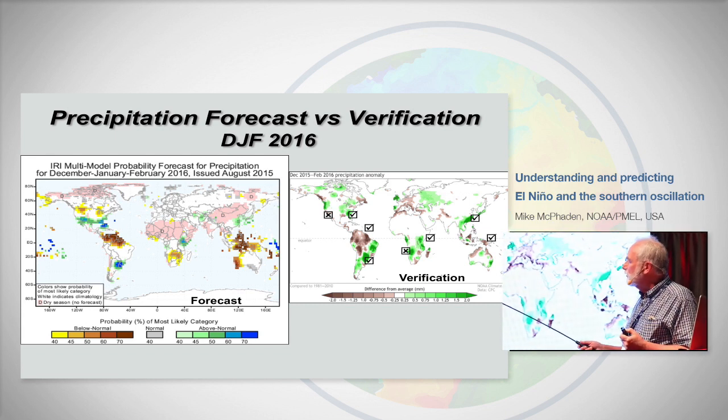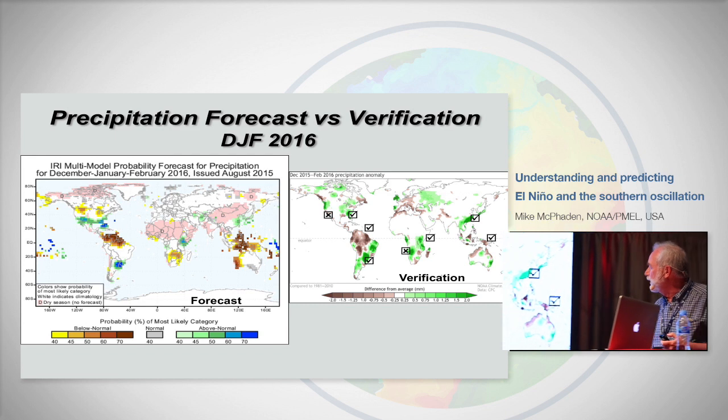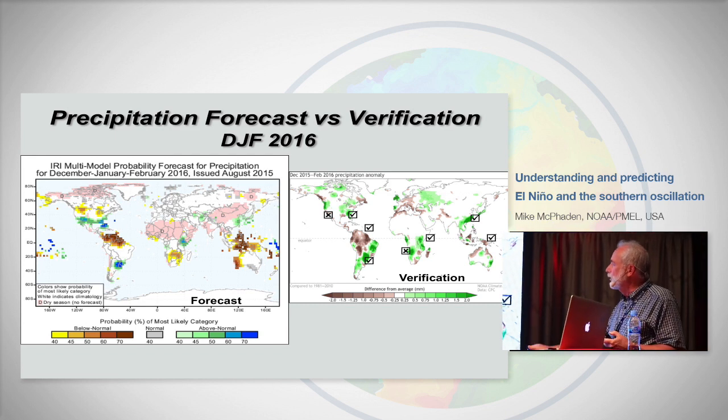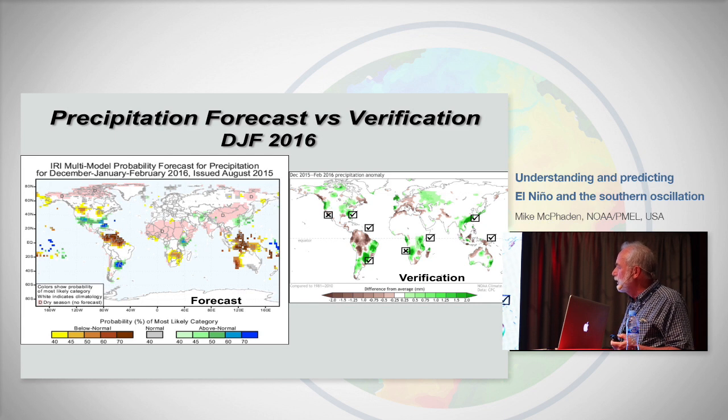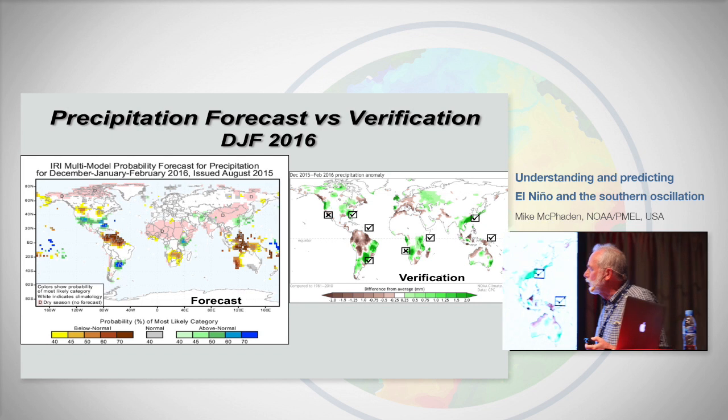Probably the biggest miss was in Southern California. In fact, all along the west coast of the U.S. I mean, there's lots of places where the hits were good. South Africa was sort of half and half. We expected dry. It was dry in the eastern South Africa, but wet to the west.